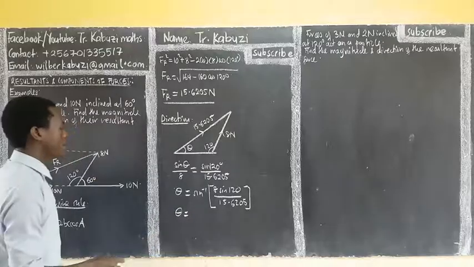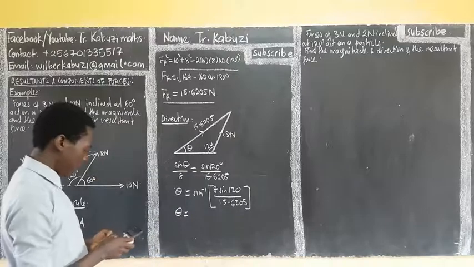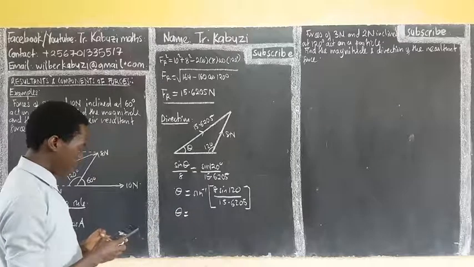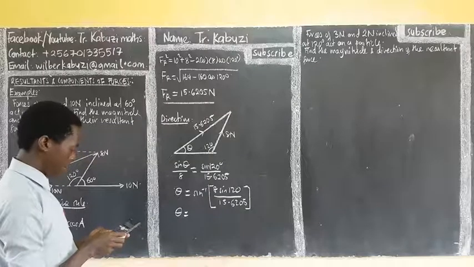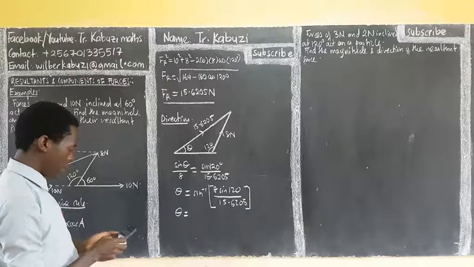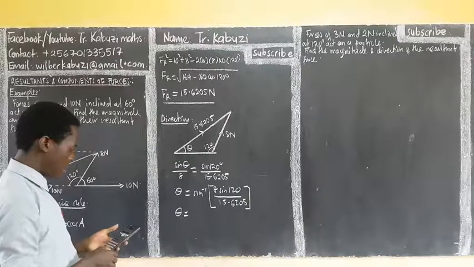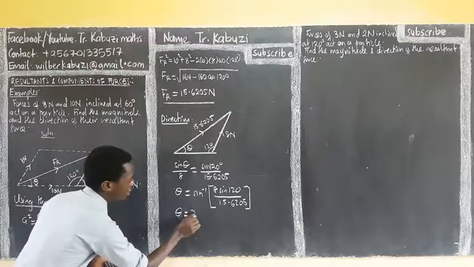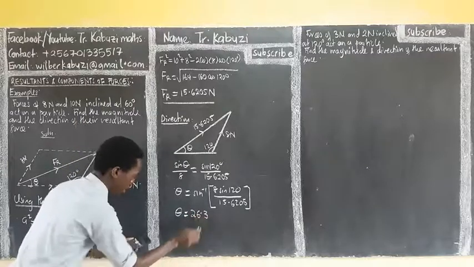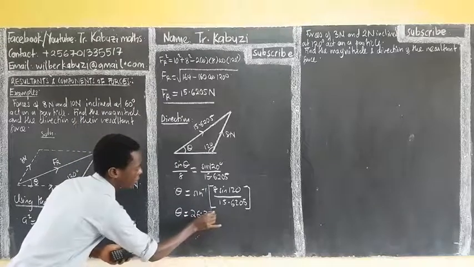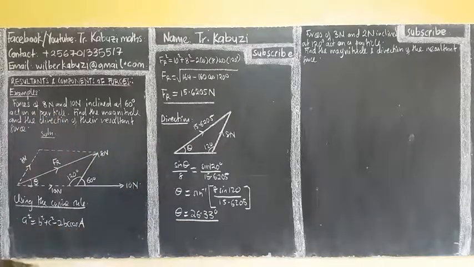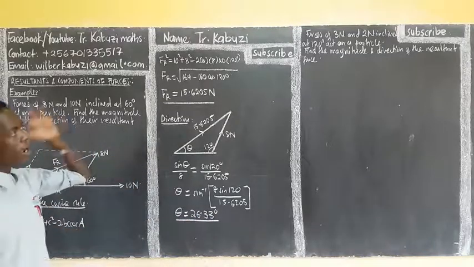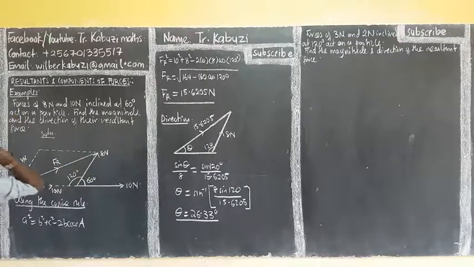It's going to be 8 sine 120 divided by 15.6205. Here I'm getting 26.3, to 2 decimal places. So that will be the direction. So you can easily describe it as you've seen how we are doing that.